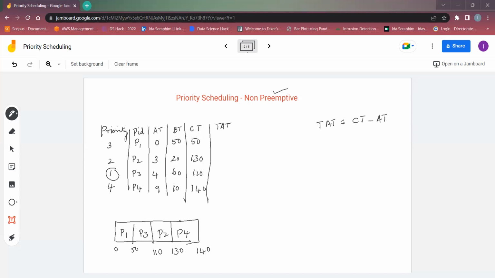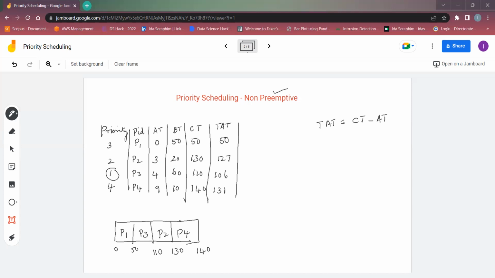So this is 50 minus 0, which is 50. Then 130 minus 3 is 127. Then 110 minus 4 is 106. And then 140 minus 9 is 131. So the total turnaround time is over.